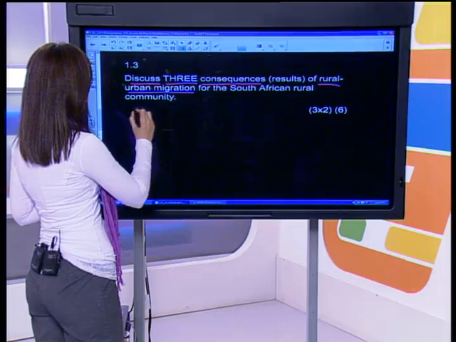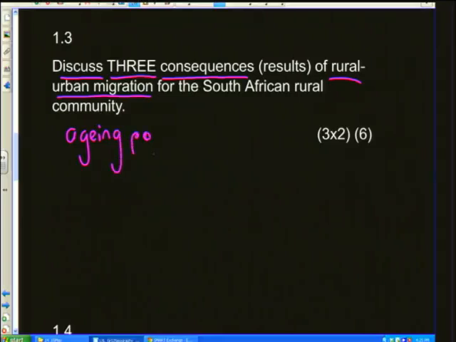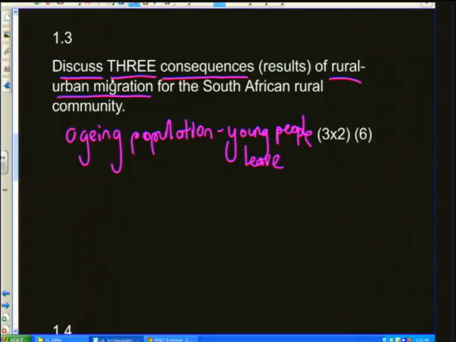So firstly, we're going to have an aging population. Okay, and the reason behind that is that most of your young people, those are the ones that are going to leave. All right? Your agricultural land becomes unproductive. All right? Agricultural land is unproductive. They can't cope with the workload.